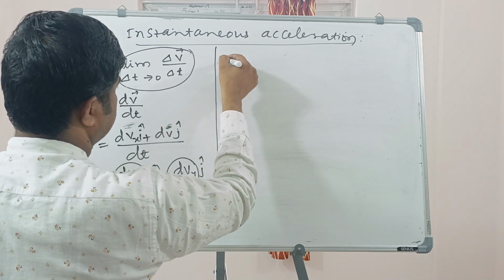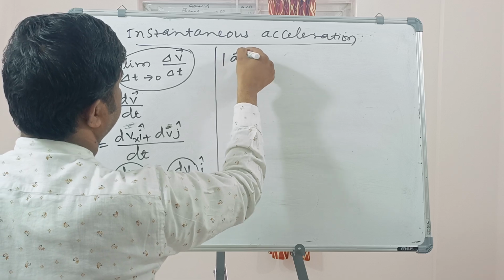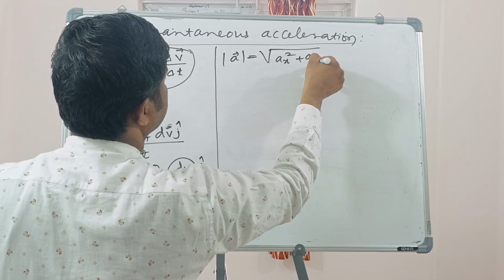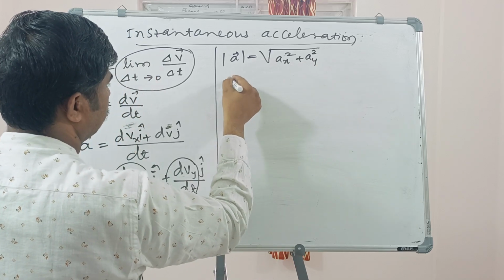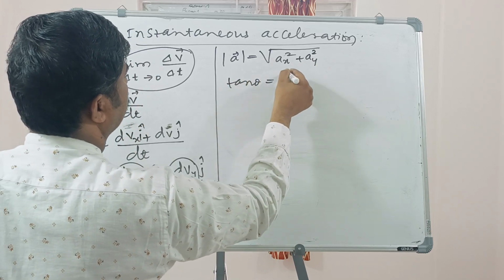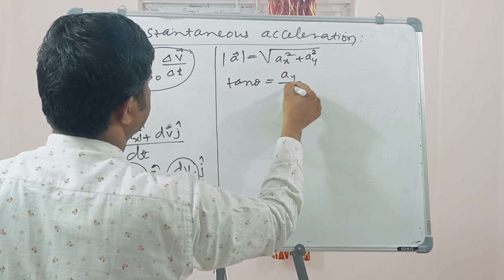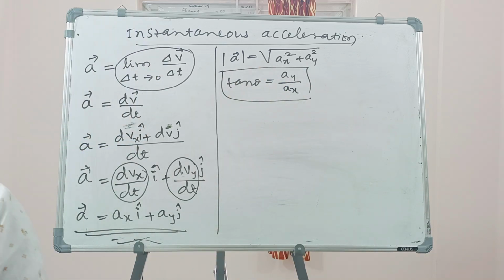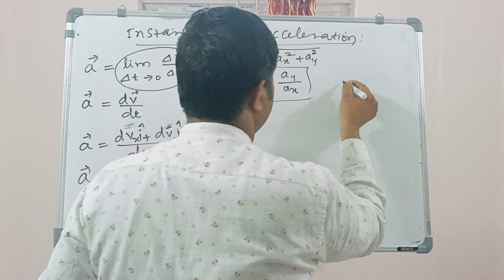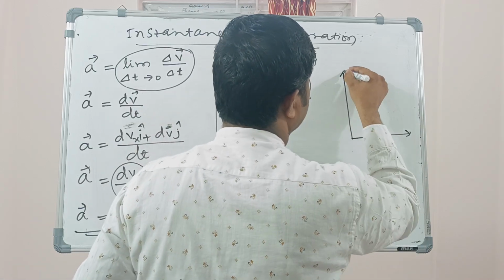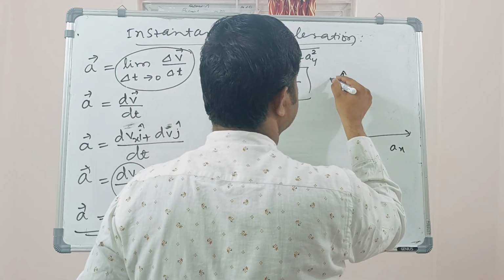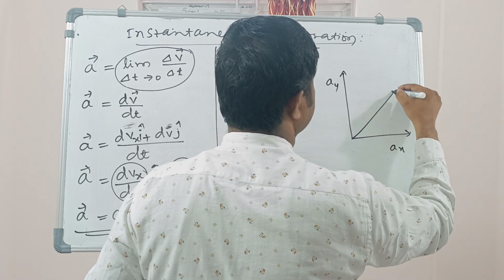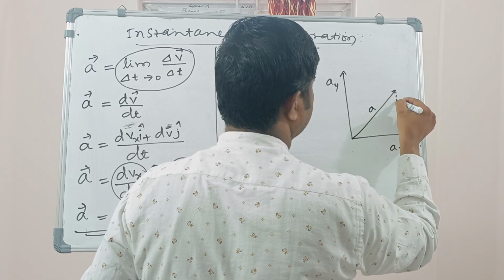So in this case, if you want to write its magnitude, it is square root of ax square plus ay square. Then its direction is tan theta is equal to ay by ax. This is how we can calculate the instantaneous acceleration. Graphically we represent it like this. This is ax and this is ay. Okay. This is your instantaneous acceleration.